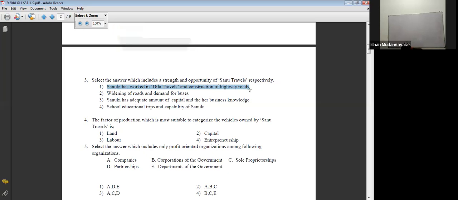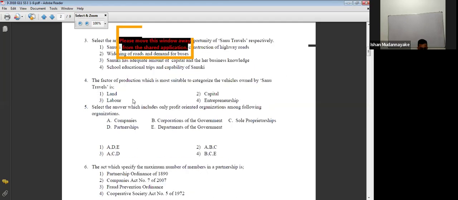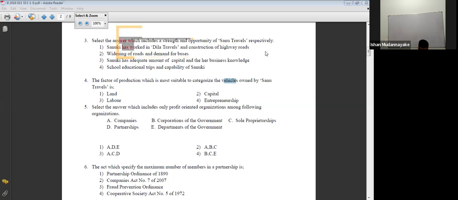Look at question number 4. The factors of production which is more suitable to categorize vehicles owned by Sanu Travels. What's the answer for question number 4? The second one is the answer. Capital. Vehicles we can categorize as capital. Correct.